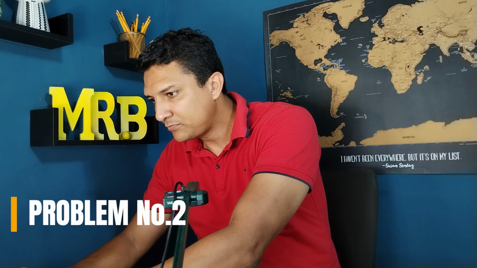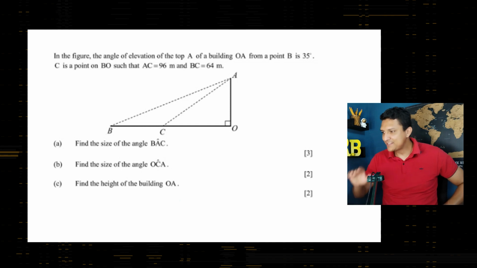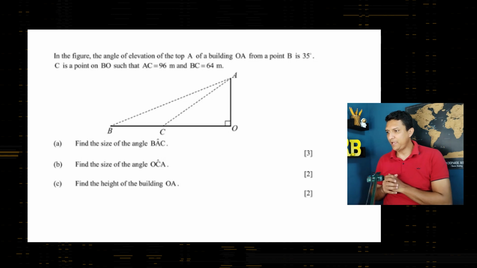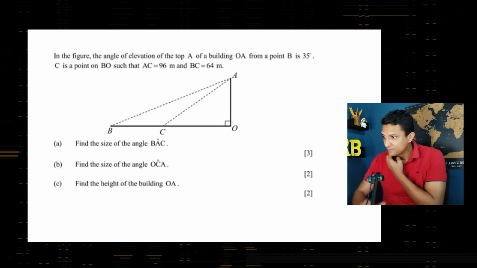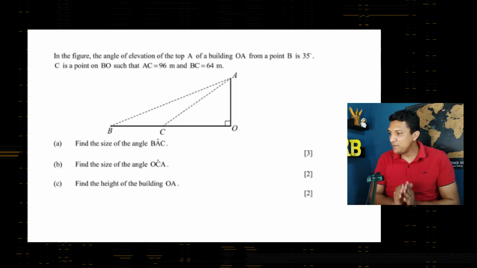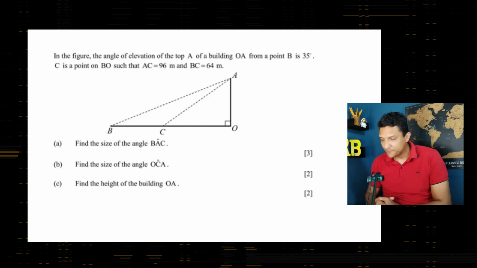Here we have a classic scenario of the IB exams. It says that in the figure, the angle of elevation of the top A of a building OA, so basically the building is OA and the top of the building is the point A, from a point B is 35 degrees. C is a point on BO such that AC is 96 meters and BC is 64 meters.